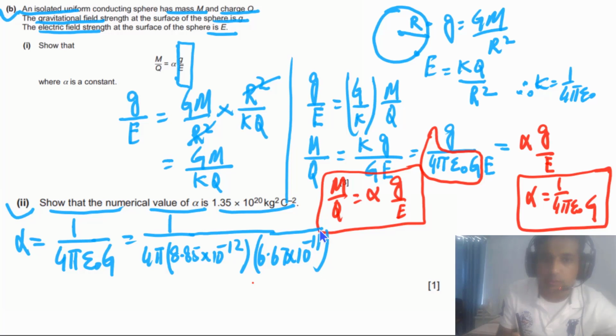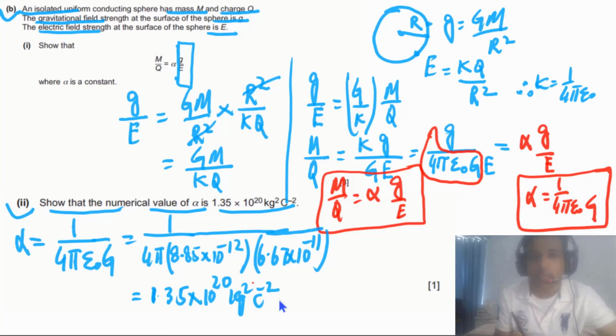Now simply you need to use a calculator and you will be able to get 1.35 times 10 to 20 kg square per coulomb square. So this is our final answer. If you have got this right answer, you will get 1 mark. This question has only 1 mark. And this is an answer mark.